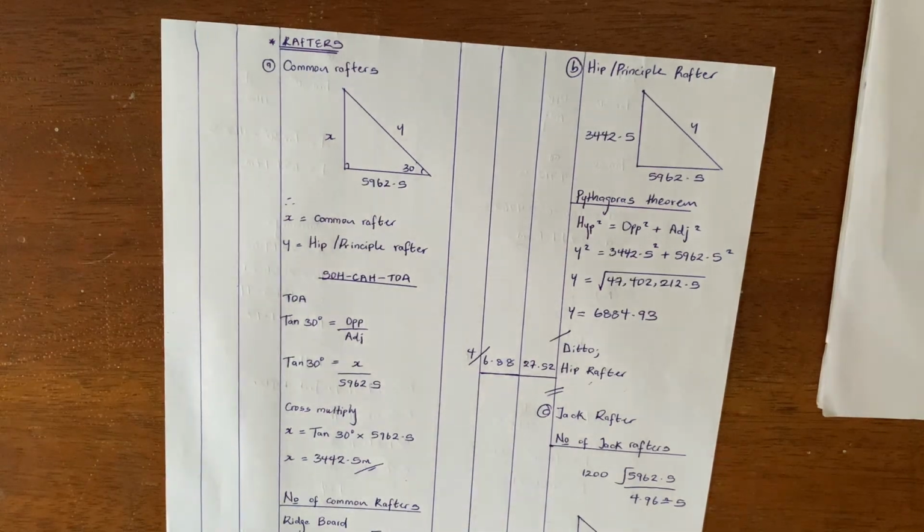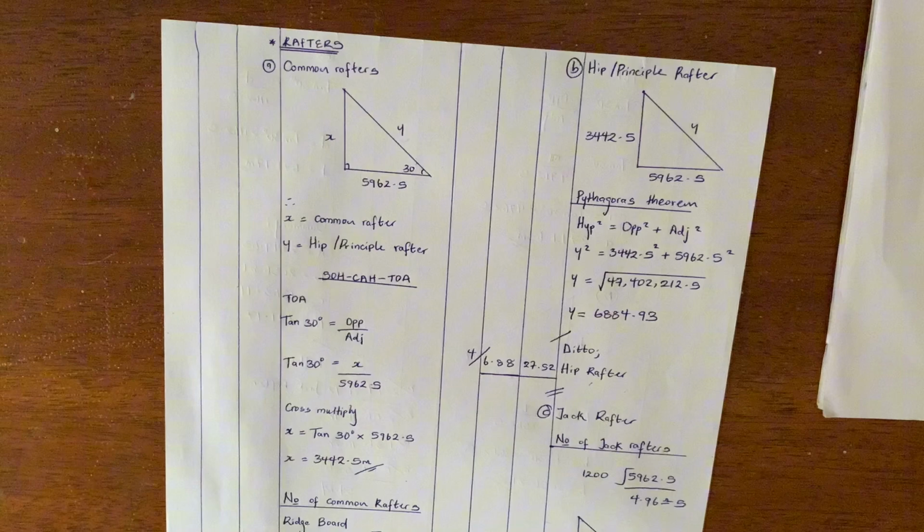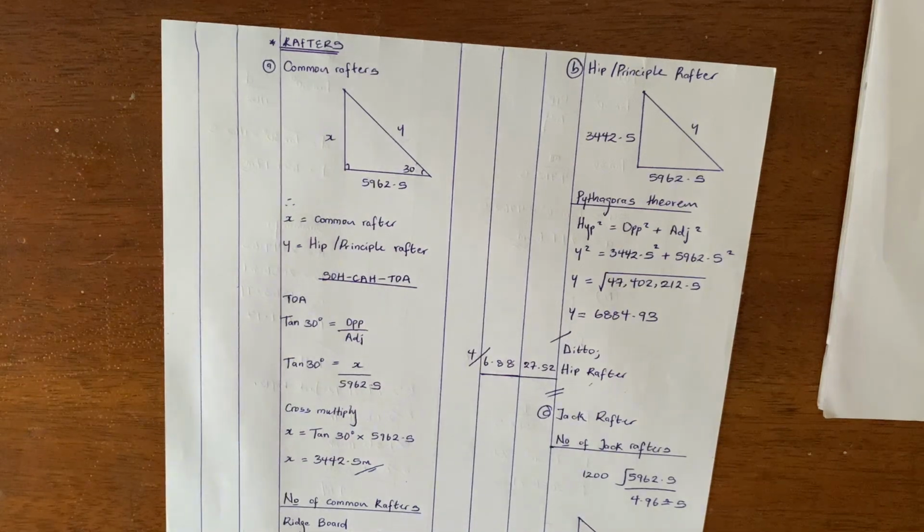Hello guys, welcome back to the Quantities Surveying Workshop. In today's video we are going to be treating how to measure the rafter and the king post in a hip roof. Like I said before, there are different types of rafters. There is the principal or hip rafter, the common rafter, the jack rafter, and sometimes the valley rafters.